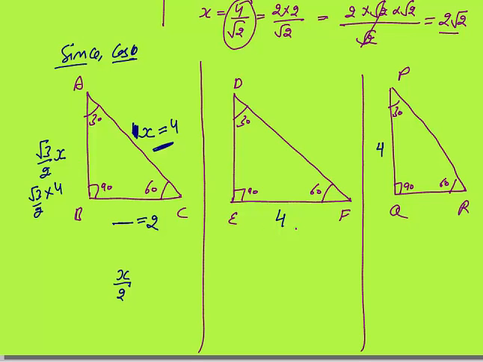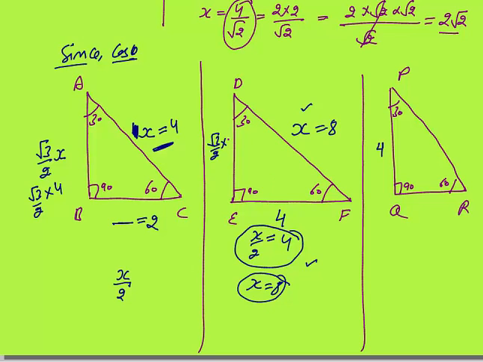Now what if the side opposite to 30 is given as 4? We know that the side opposite to 30 is half of the hypotenuse. If the hypotenuse is x, the side opposite to 30 is x by 2. This is given as 4, so x by 2 equals 4, and x would be 8. Third side would be root 3 by 2 x, which will be root 3 by 2 into 8.